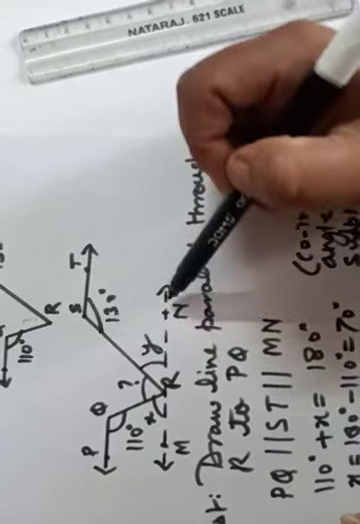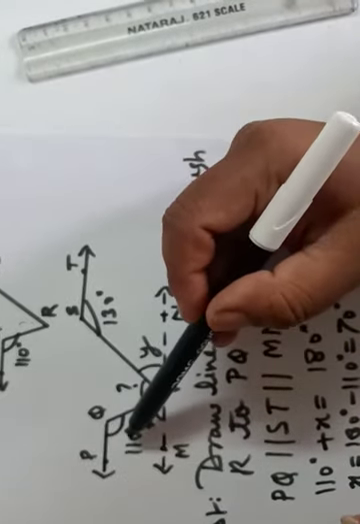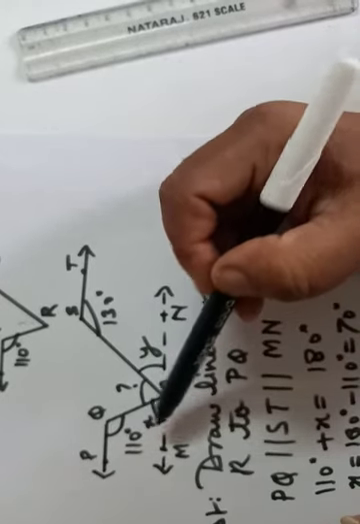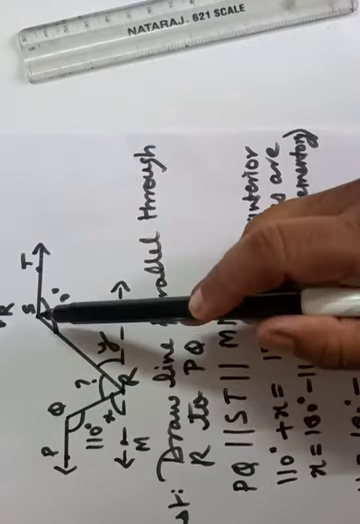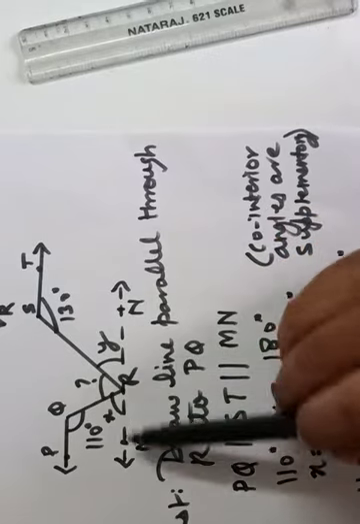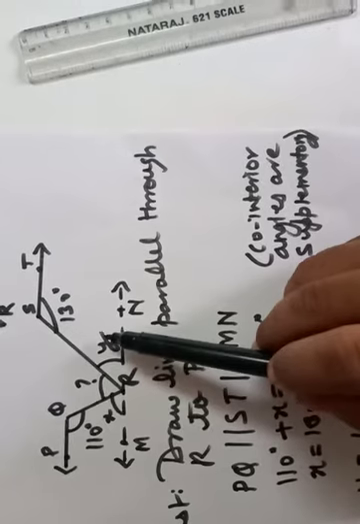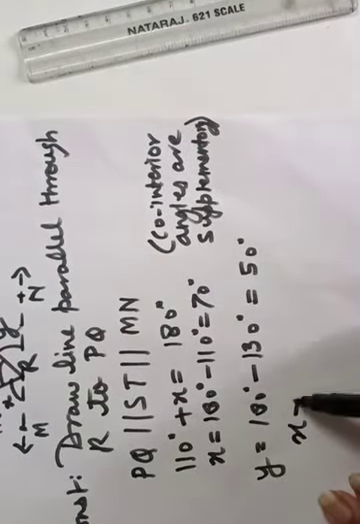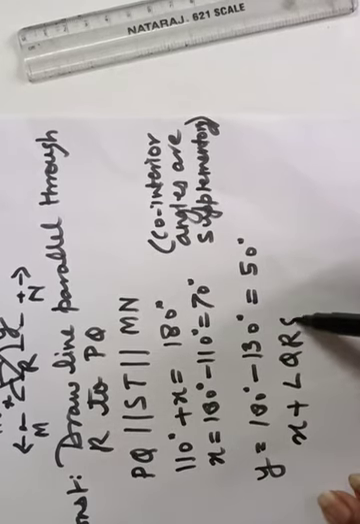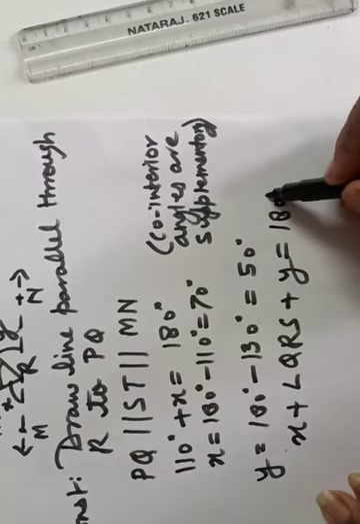Since ST is parallel to RN and PQ is parallel to MR, 110 and X are co-interior angles. So their sum is also 180 degree. Now angle X, angle QRS and angle Y, all the three are on the straight line, that is MN. So the sum of the angles will of course be 180 degree. So angle X plus angle QRS plus angle Y is equal to 180 degree.